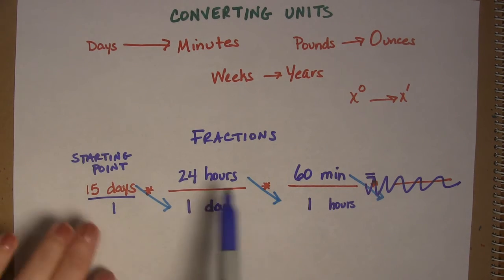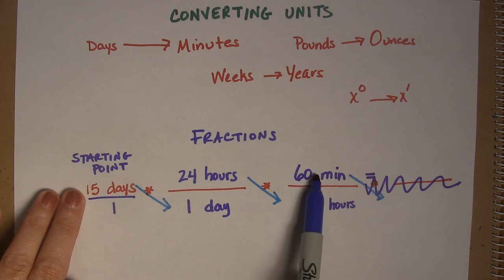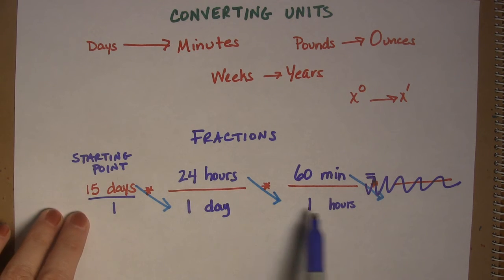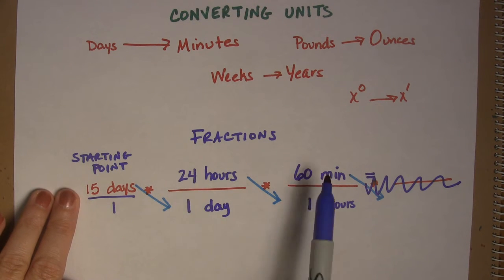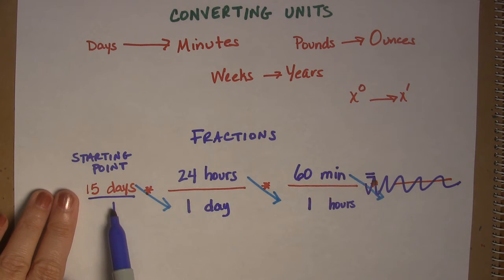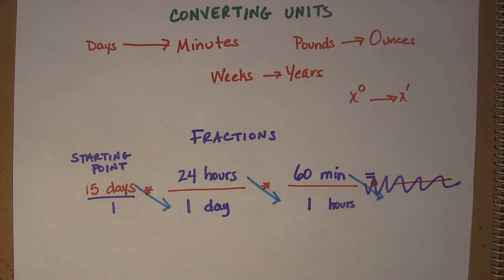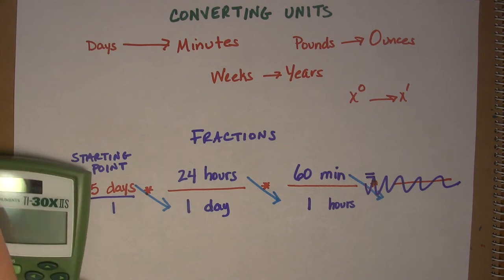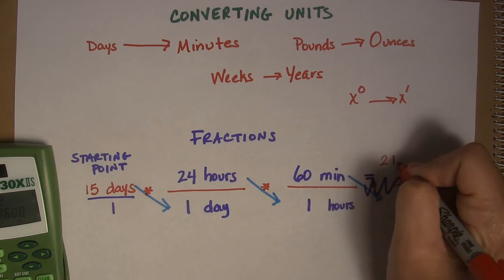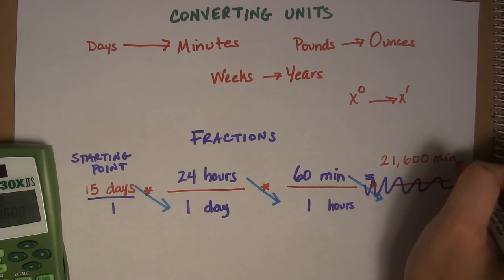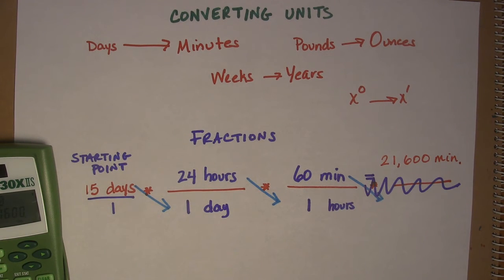And the way that you multiply fractions, remember, is to multiply all your numerators and then divide by all of your denominators. So you could put into your calculator 15 times 24 times 60 divided by 1 divided by 1 divided by 1. However, we know that dividing by 1 is not going to change the answer at all because we were good algebra students. So if I do 15 times 24 times 60, I am golden and I get 21,600 minutes. And I have now successfully converted one unit to another unit.